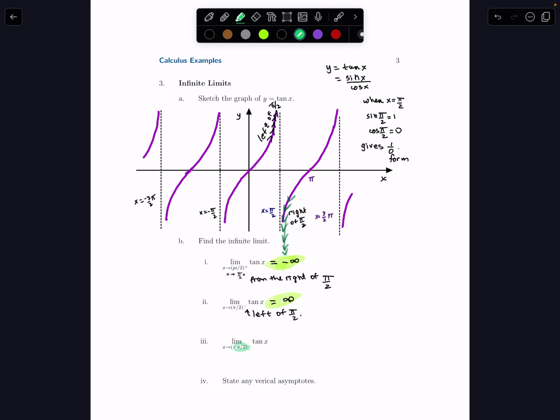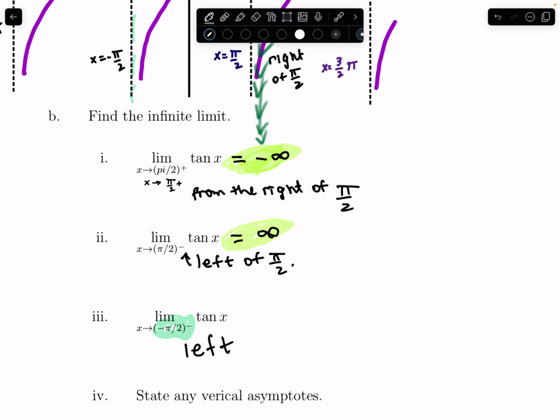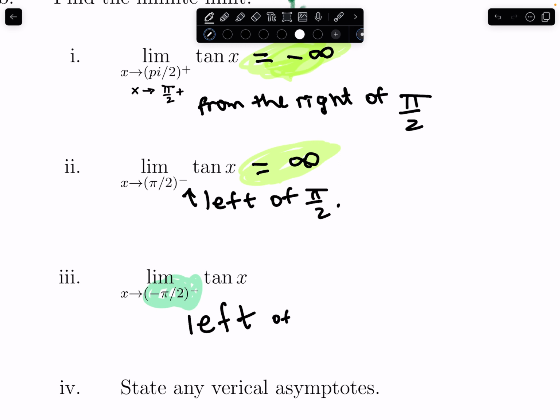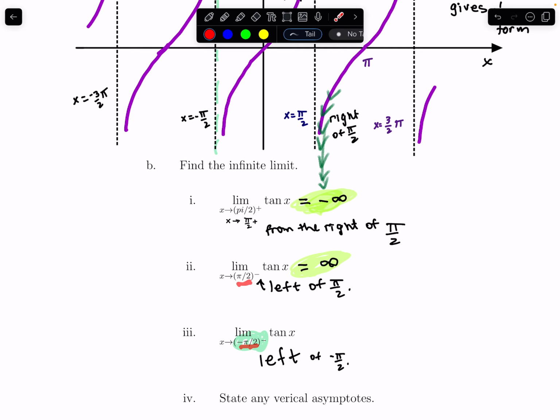Here we have this negative pi over 2. Negative pi over 2 is over here, and this means to the left, because there's a tiny minus, you can hardly see that, left of negative pi over 2. This negative doesn't make the number positive or anything like that. This little dash here means to the left. It's just like this pi over 2 positive number, which means to the left of pi over 2. Here, the left of negative pi over 2.